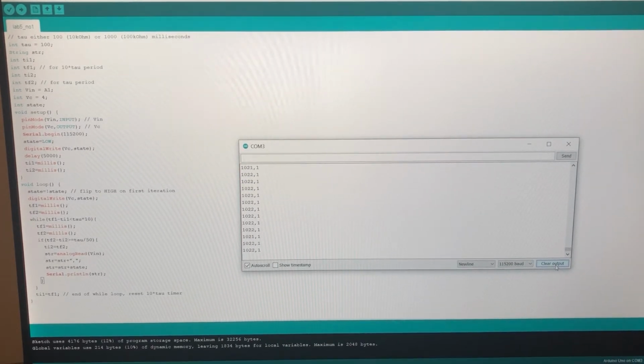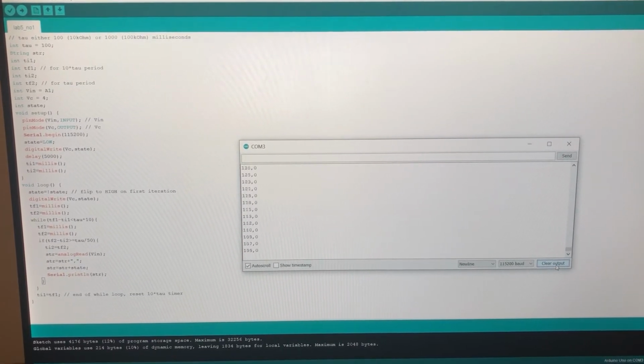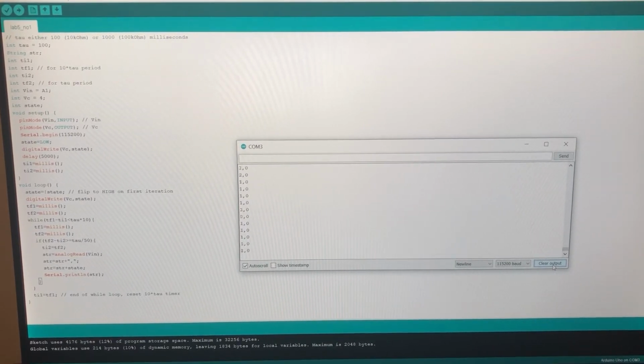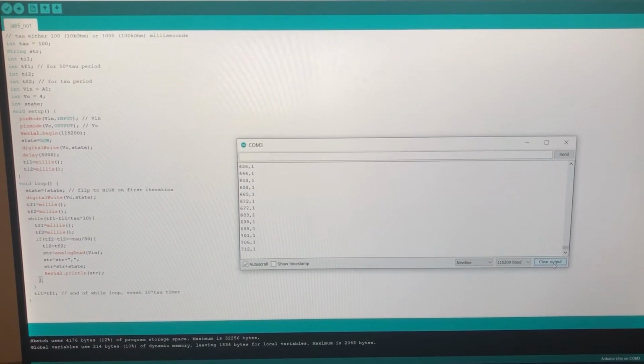Within the secondary while loop, I can show that every single time it hits tau over 50, I reset that interval and I take a measurement.